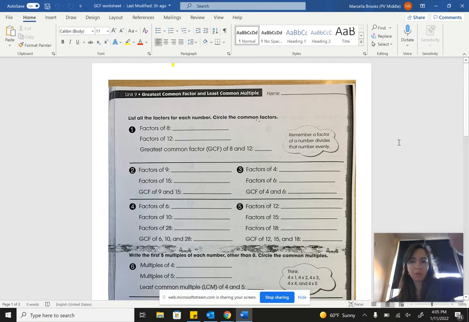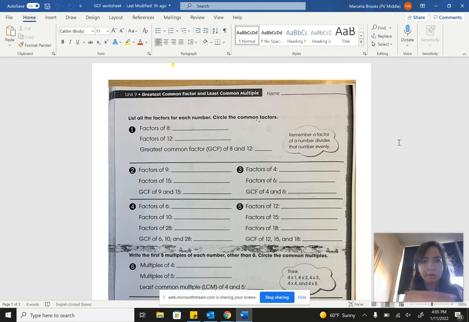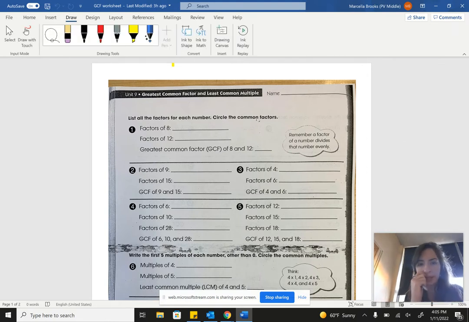Okay, so we are going to go over how to find the GCF, or the greatest common factor, of a set of numbers. This is a 6th grade standard. All right, so number one, we're just going to do 2 of these problems. So number one, it wants to know the factors of 8. So we are going to list the factors of 8.